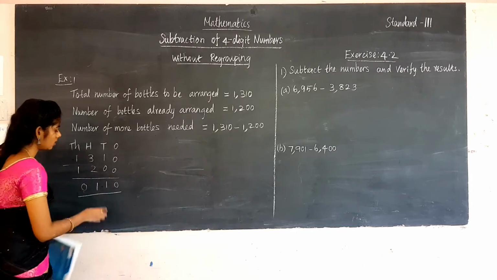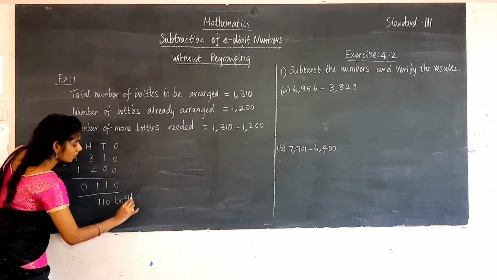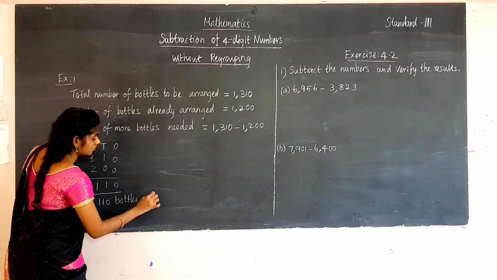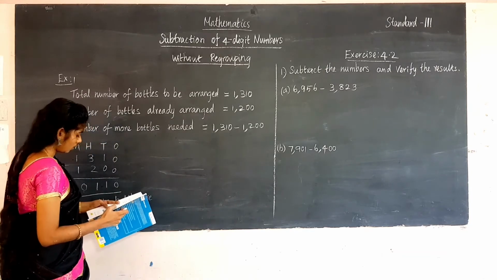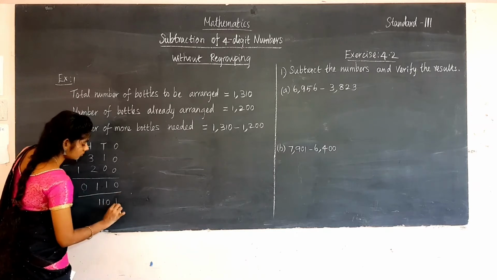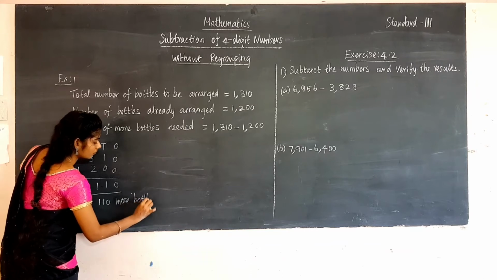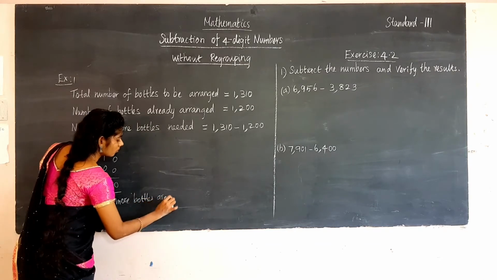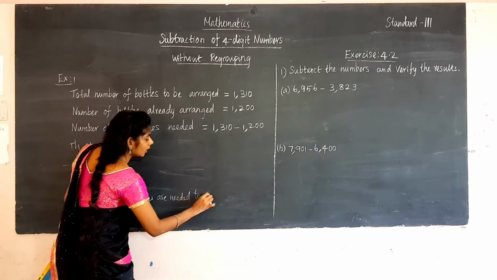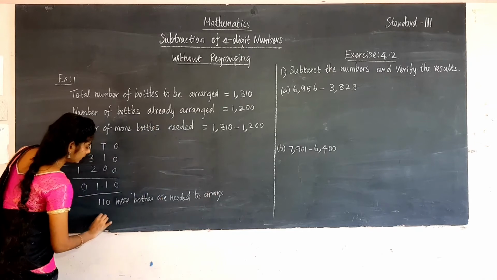So you will write the answer as: 110 more bottles are needed to arrange on the table.